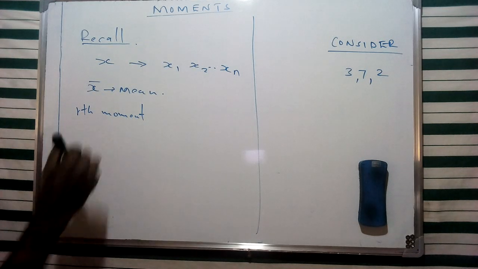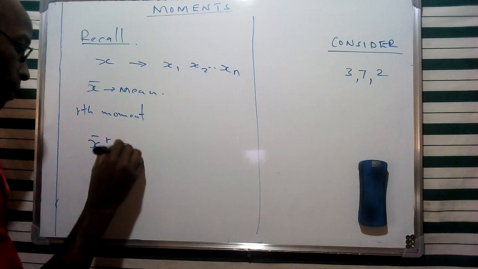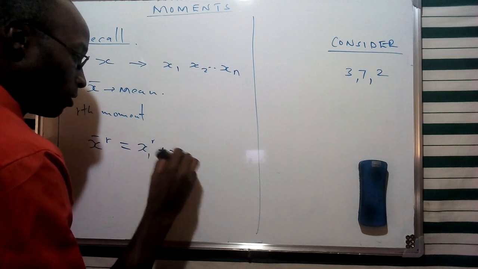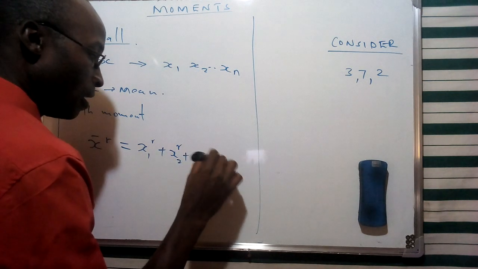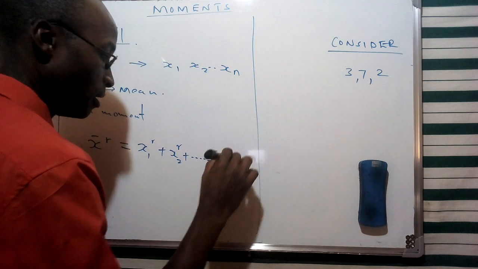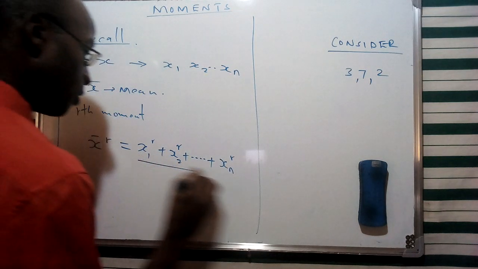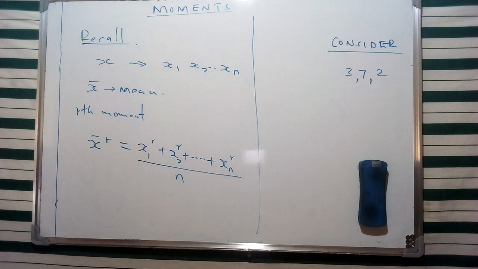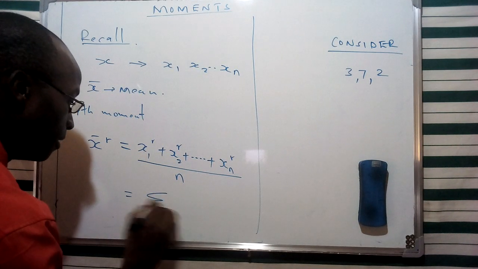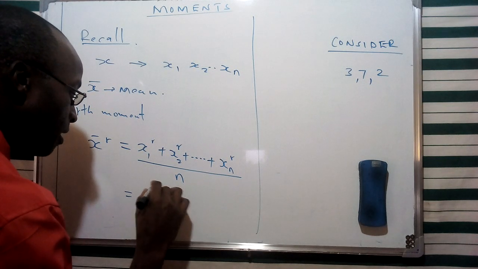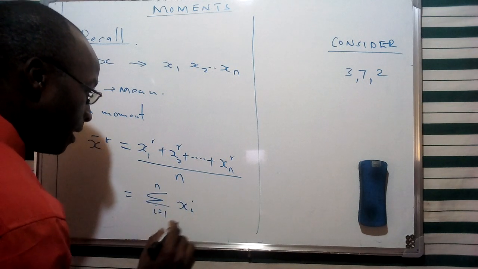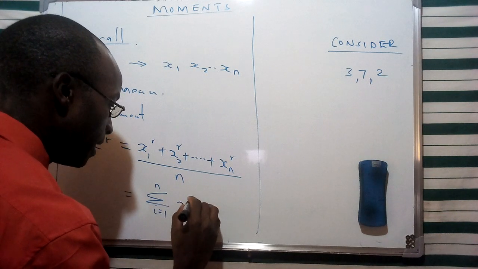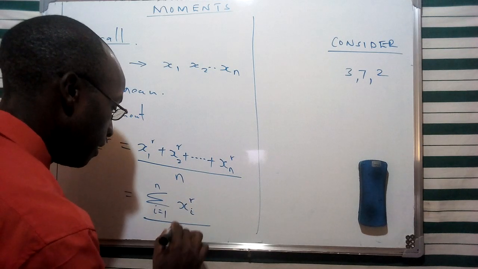So therefore, we have said that we can define the rth moment of this specific set of data given in terms of x bar raised to power r, given as a summation of x1 to the r plus x2 to the r plus all the other values ranging from 1 to n, and of course, this is going to be divided by the number of values in the distribution. So this reduces to a form of the summation from i equals 1 to n of xi to the r, all over n.